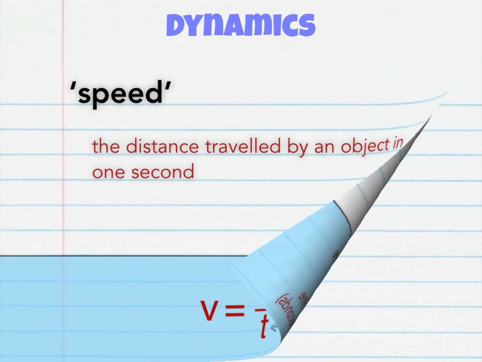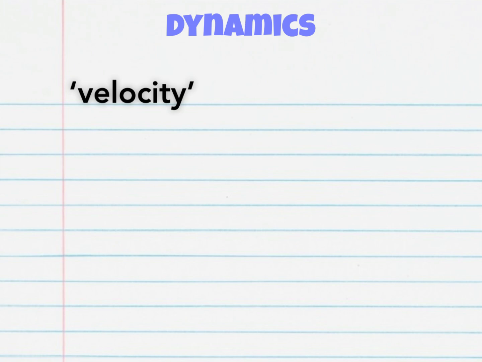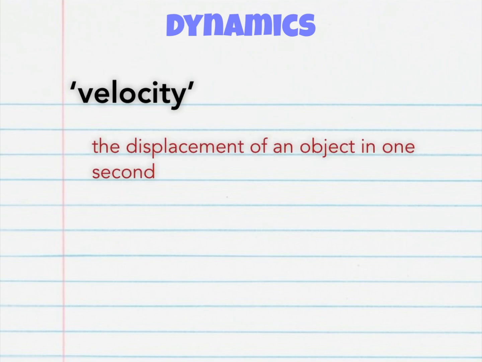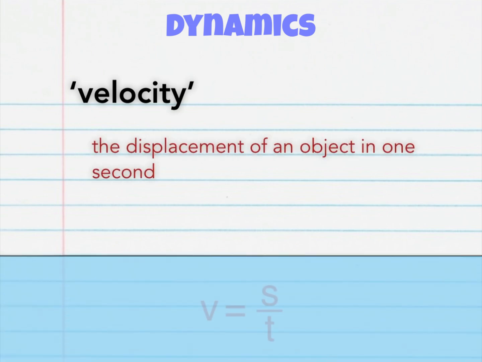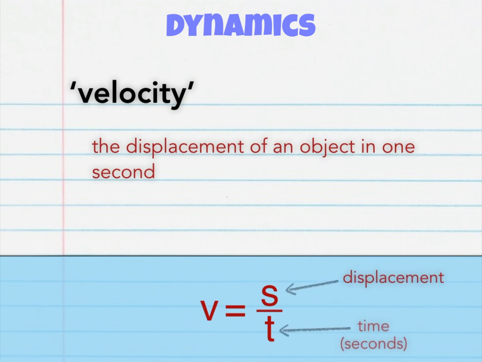Next, we've got velocity. Velocity is the displacement of an object in 1 second. Here's a similar equation that helps, although this time v is velocity, s is the displacement of the object, and again t is time in seconds.